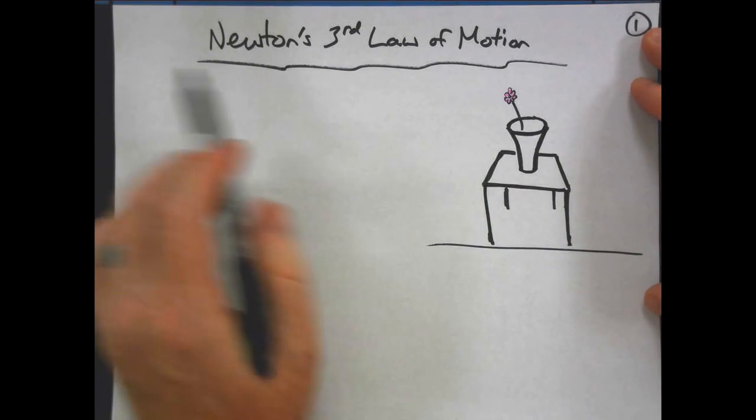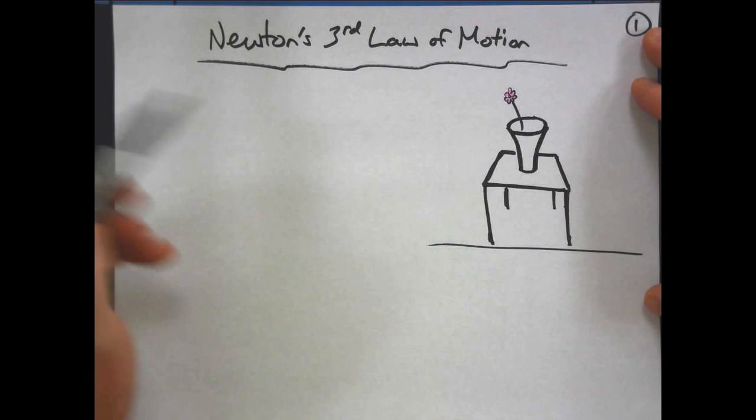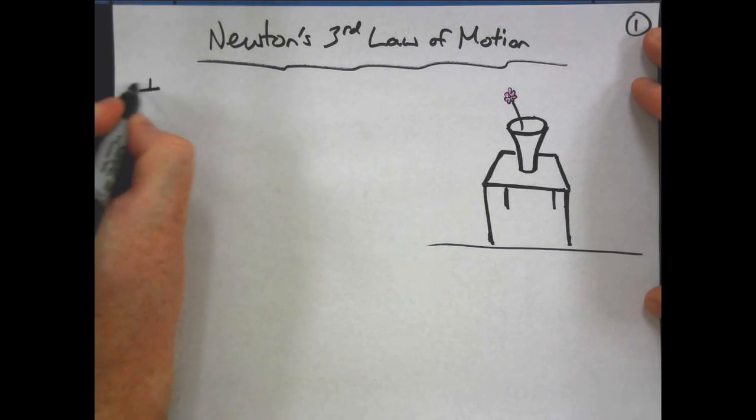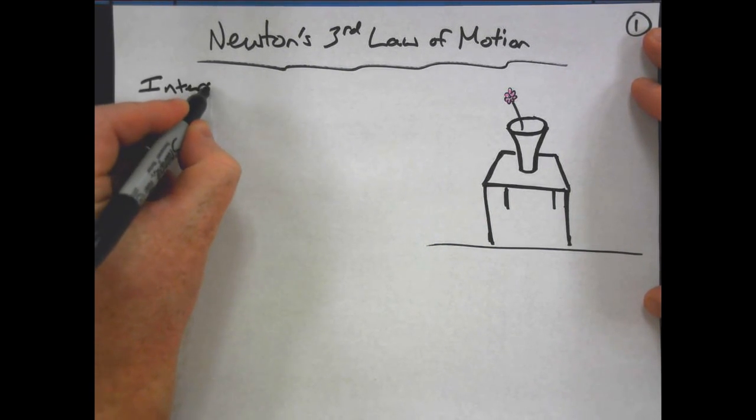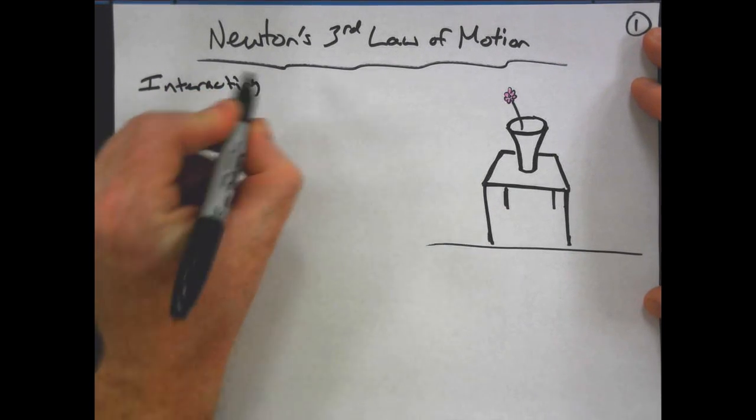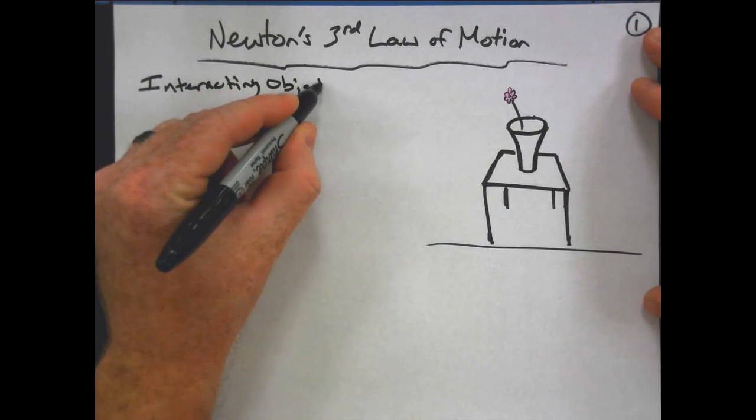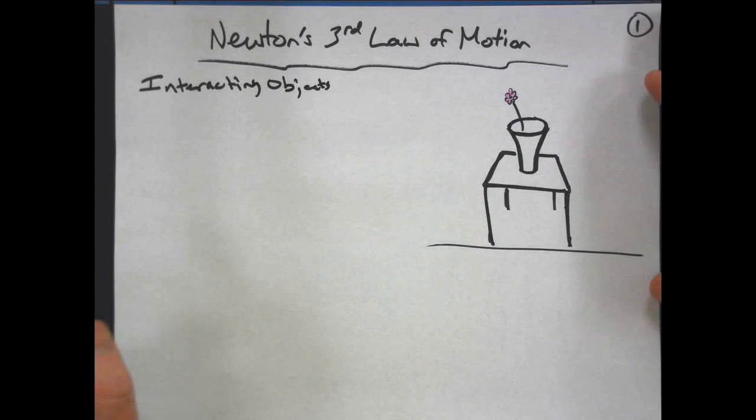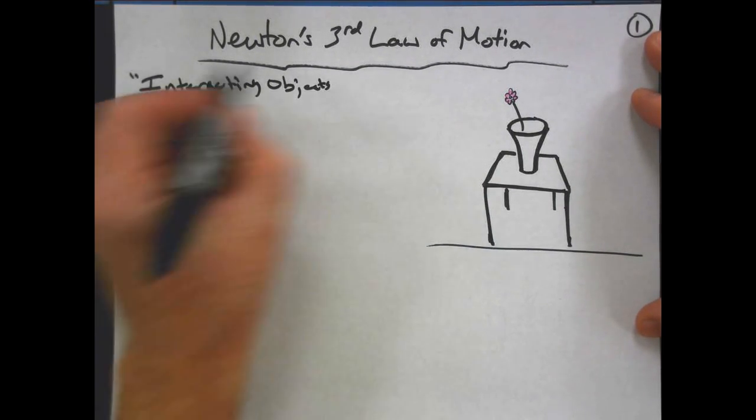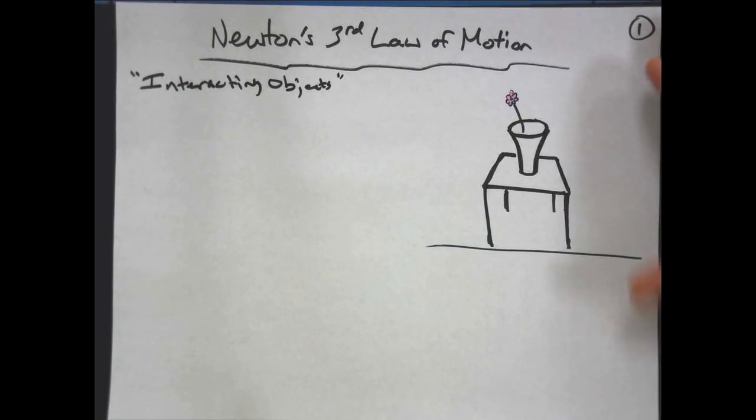We don't necessarily have to have motion to look at Newton's third law, but we definitely have interacting objects and the forces that those interactions really lead to. So be thinking about that.